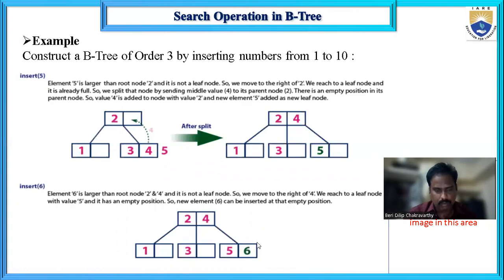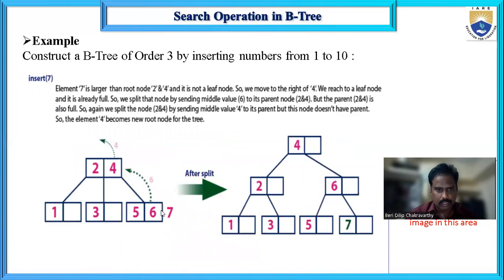When you get 7, here it's a violation. Observe here: you get 6, 7, and you get a violation. So you'll be sending 6 upwards. But already here it is full. So again you need to send the middle one upwards. That means 4 should come here. For the left side you'll get 2, and for the right side you'll get 6. In this way you'll be inserting the element 7.